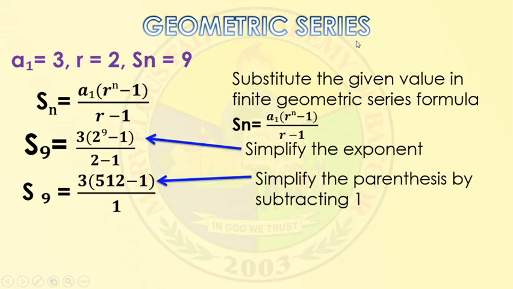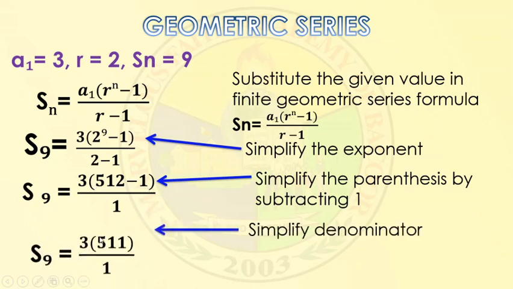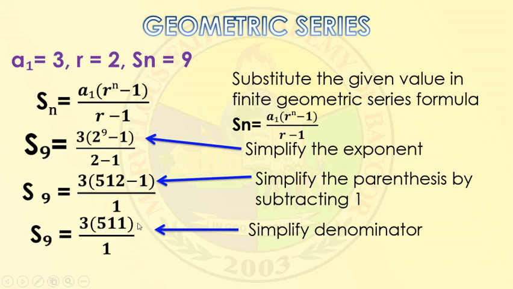And then next, subtract natin to, 2 minus 1, the answer is 1. Kaya yung denominator natin ay 1. And then, simplify natin yung nasa parenthesis. So, 512 minus 1, the answer is 511. Okay? Then, next naman, pwede na natin isimplify yung denominator natin. Since 1 yung denominator natin, ibig sabihin nun, i-multiply na lang natin si 3 kay 511.